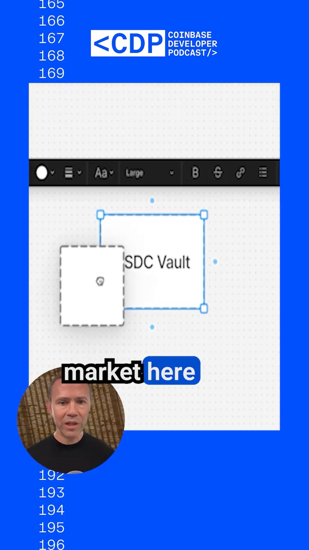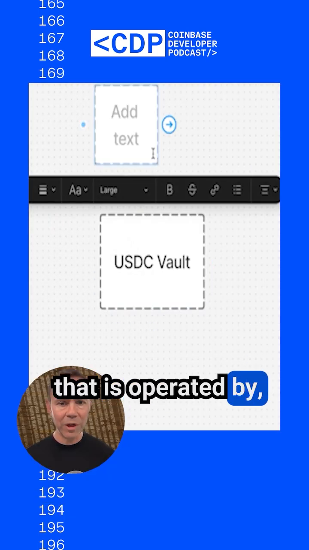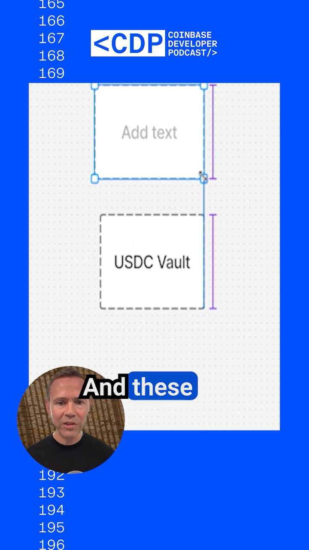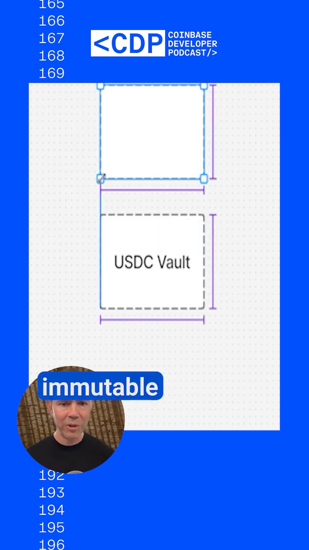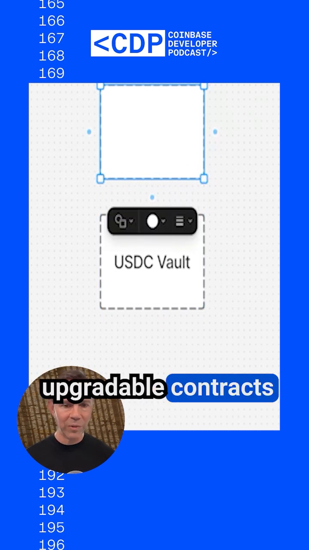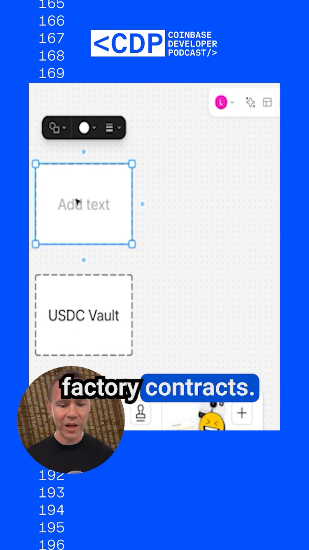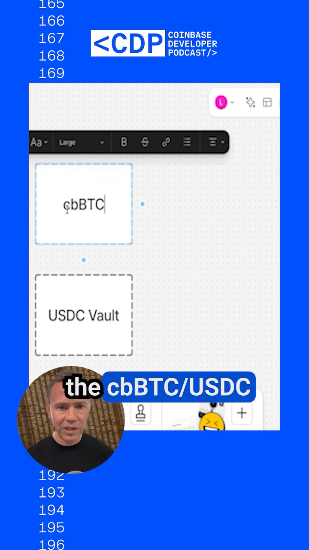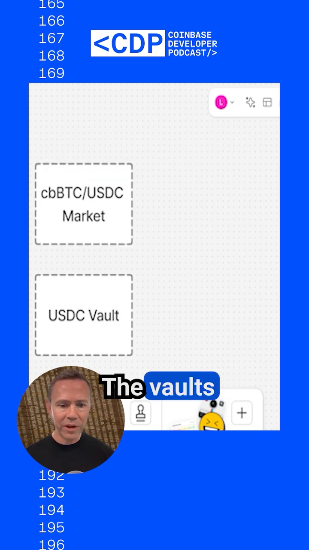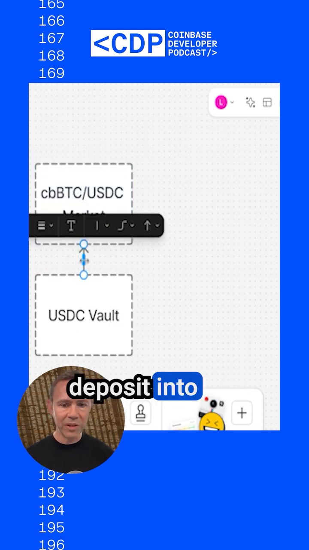There's an isolated market here that sits above this that is operated by, well, it's actually immutable. And these are actually quite nice because they are immutable contracts, unlike these upgradable contracts, which are created by anyone through the Morpho factory contracts. Okay, I'll call this the CBBTC USDC market. The vaults basically supply into that, the vaults deposit into that and other markets.